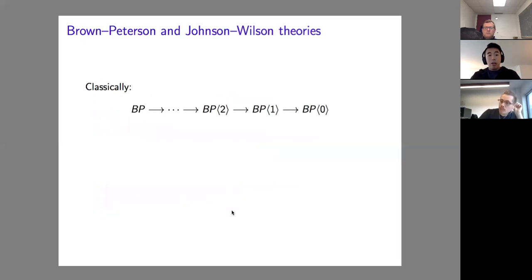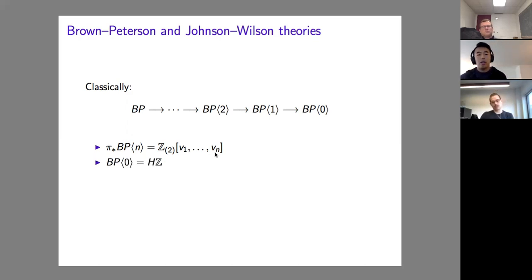Okay, so now I'd like to recall some classical theories. Classically, we have the Brown-Peterson spectrum, and associated with it there's a tower, which is obtained by quotienting out the generators of pi star of BP. At each stage of the tower, we have the BP⟨n⟩, the truncated Brown-Peterson spectra, and their homotopy groups are a polynomial ring which contains only the first n generators of pi star of BP.